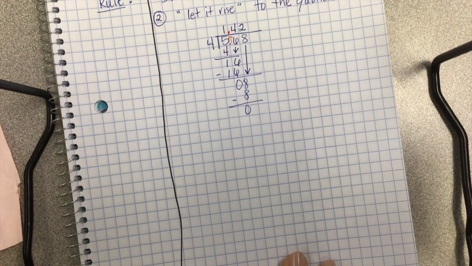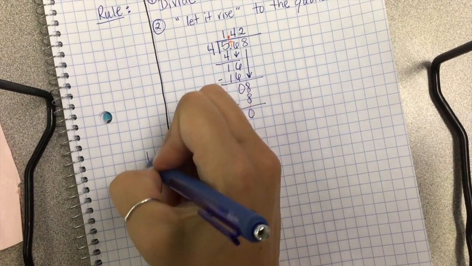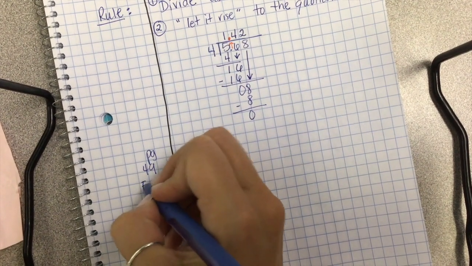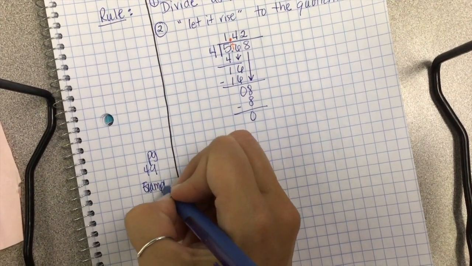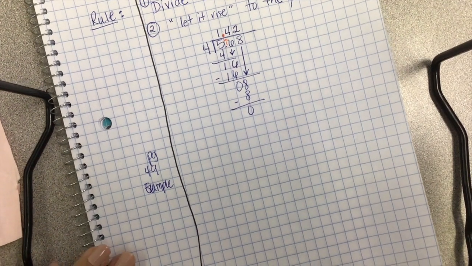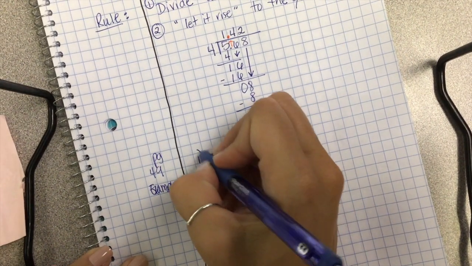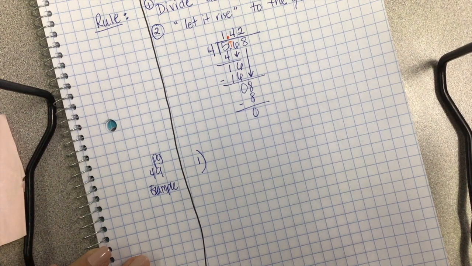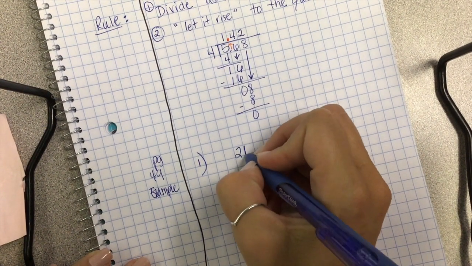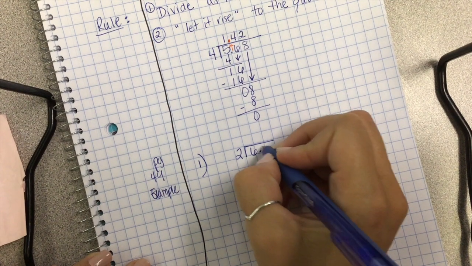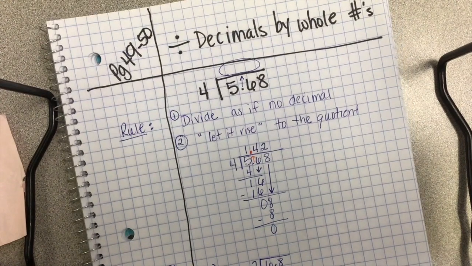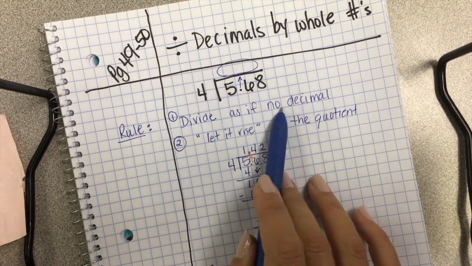Okay. So we are going to start on example 1 on page 49. So I'm going to move down a little bit. This is page 49, and this is the first example. That says example, so I know where I'm at. Okay, number 1. Find 6 and 8/10 divided by 2. 6.8 divided by 2. So I'm going to divide as if no decimal.